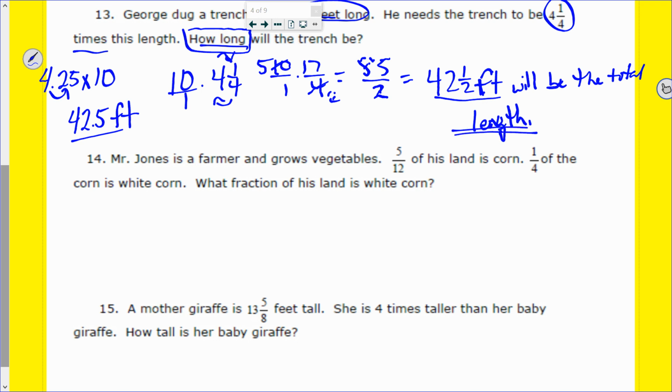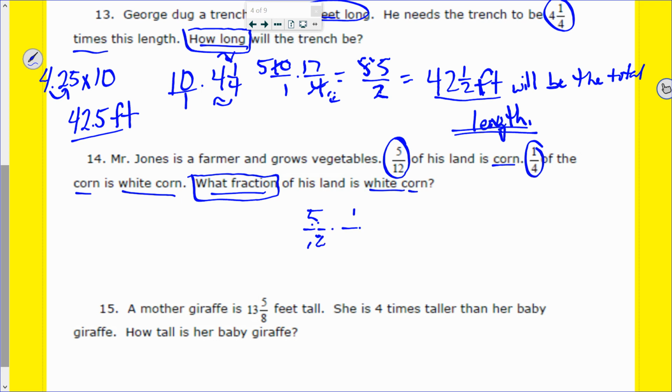Mr. Jones is a farmer. He grows vegetables. 5/12 of his land is corn. 1/4 of the corn is white corn. What fraction of his land is white corn? So we're looking for that second part of the fraction. Mathematically, this one's a straight up multiplication. 5/12 times 1/4. We don't have any reductions. 5 times 1 is 5. 12 times 4 is 48. So 5/48 of the land is white corn.